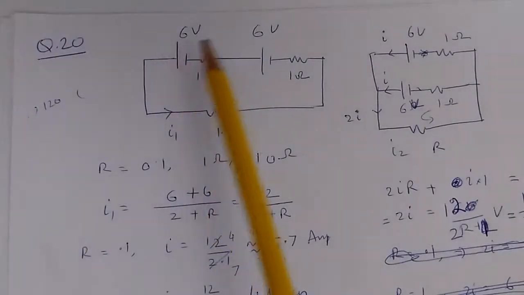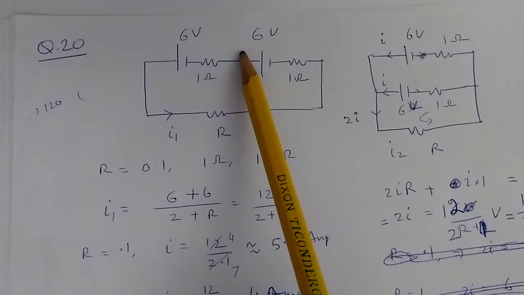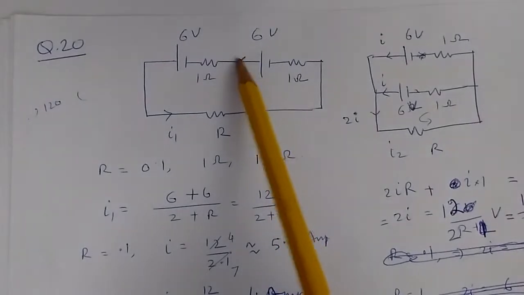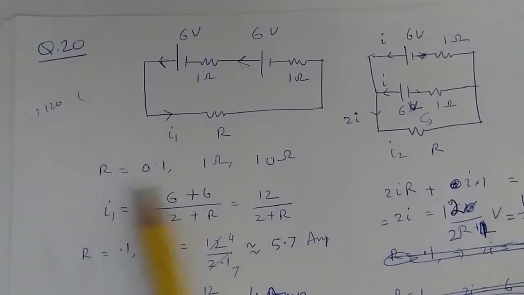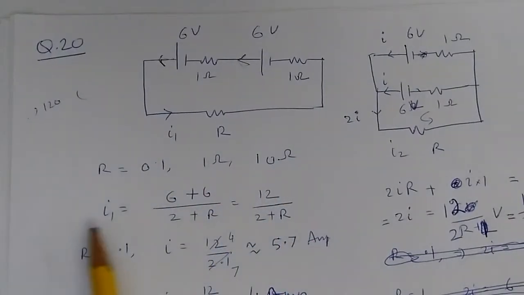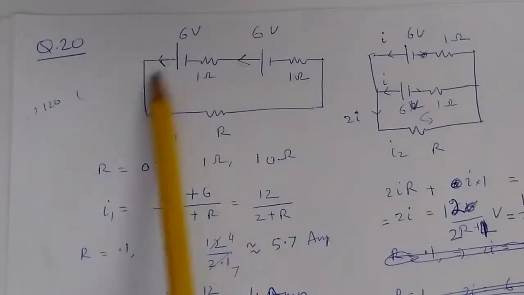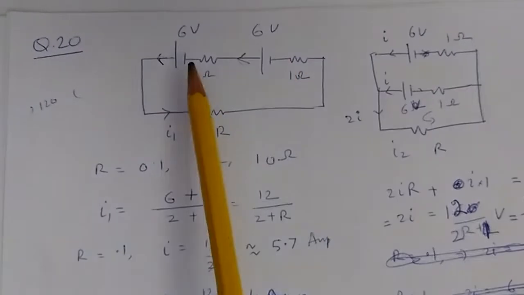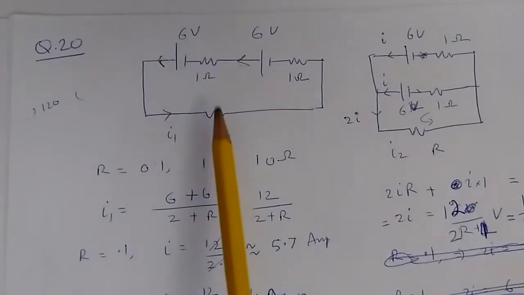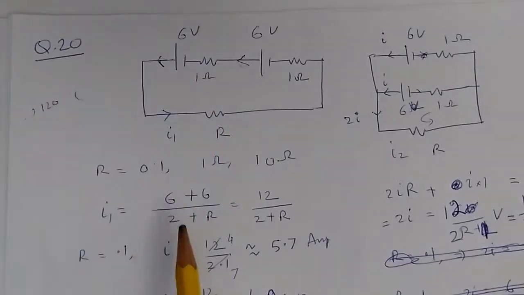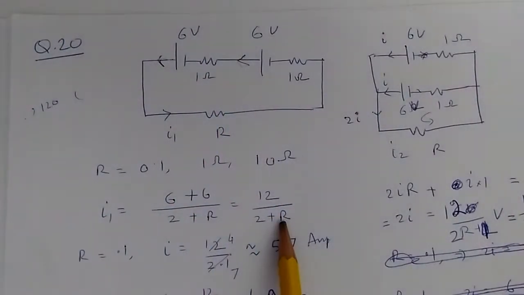You have 6 volt batteries. Both of these batteries will try to send the current in this direction, and hence it's easy to apply Kirchhoff's law, which says this current I is given by 6 volt plus 6 volt divided by all these resistors here: R plus 1 ohm plus 1 ohm, which is 2 plus R. The total battery is 6 plus 6 equal to 12, divided by 2 plus R.